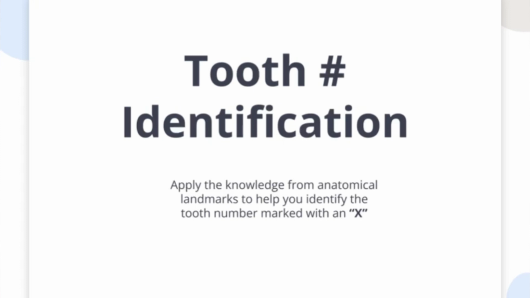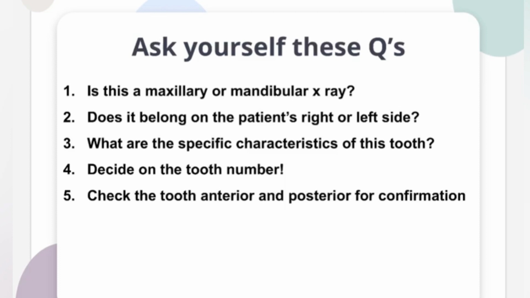Make sure that you're asking yourself this series of questions. The first one is, is this a maxillary or mandibular x-ray? Because that's going to help you bring the number from 32 down to 16, okay? Next, you want to ask, does this belong on the patient's left or the patient's right? Remember, never think about our left or our right. It is always about the patient's left or the patient's right. Now that we've decided it's an upper or lower, and now we decide if it's a left or right, we've broken that large 32 all the way down to 8.